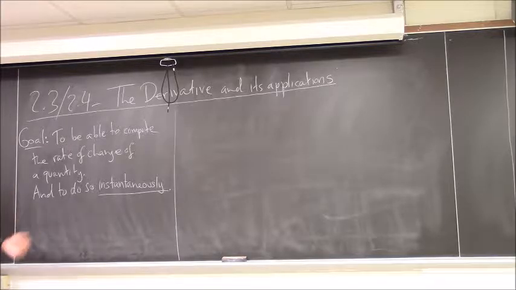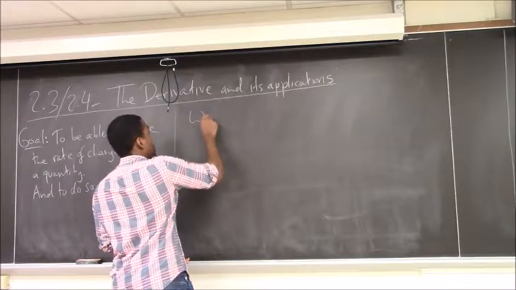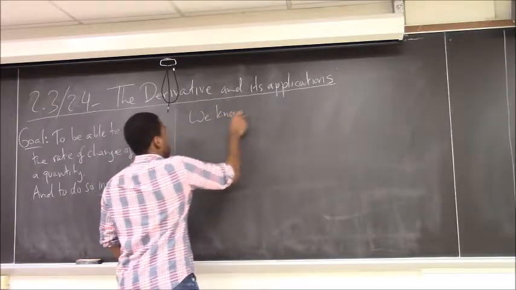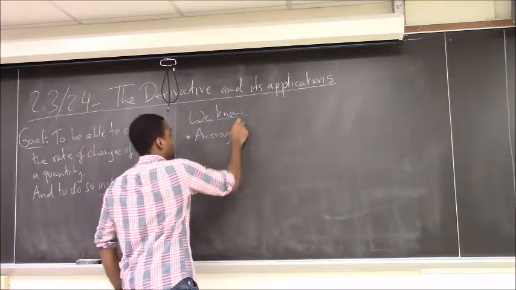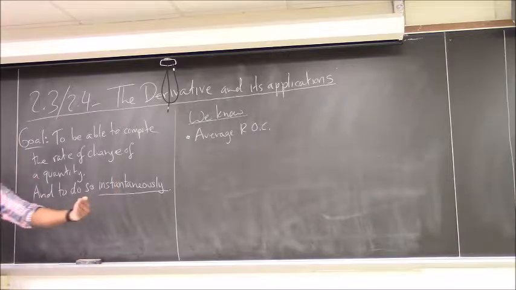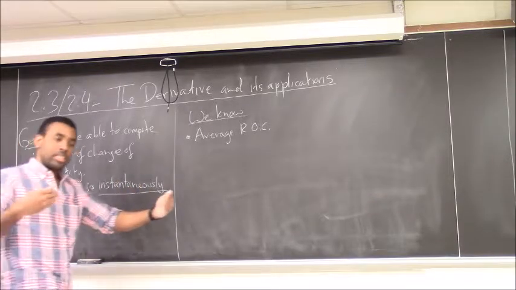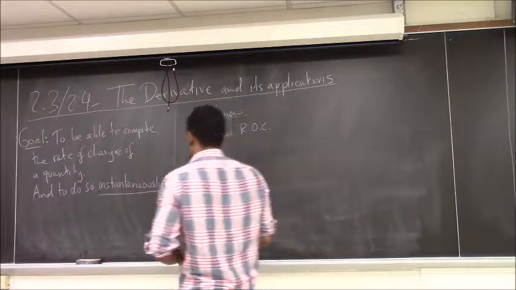We don't immediately know how to attack this problem, so we're going to use the fact that we know how to attack simpler problems. We know, for example, how to find the average rate of change. So that's a start. I know how to talk about change on some interval. Let's see if we can tweak it by making that interval smaller. That's going to be our idea.